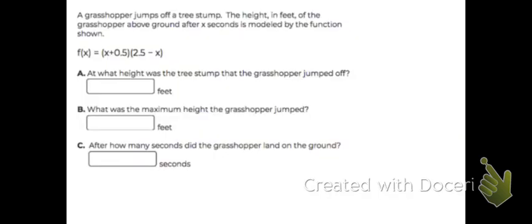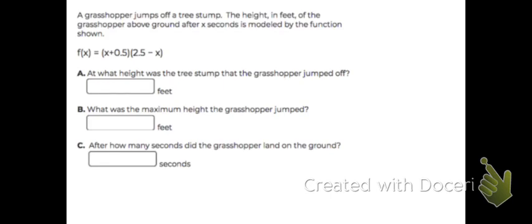So interpreting graphs, if you are given a function that represents a situation, you can graph it and then look at that graph and interpret what is happening, what that function is telling you. So here it says a grasshopper jumps off a tree stump. The height in feet of the grasshopper above ground after X seconds is modeled by this function.